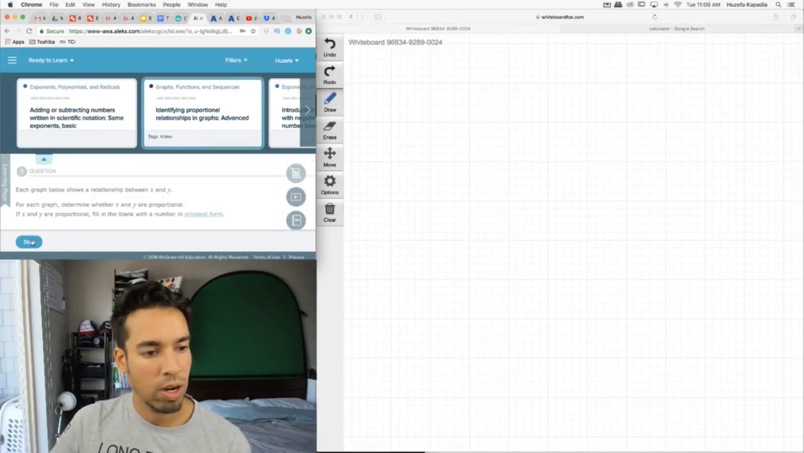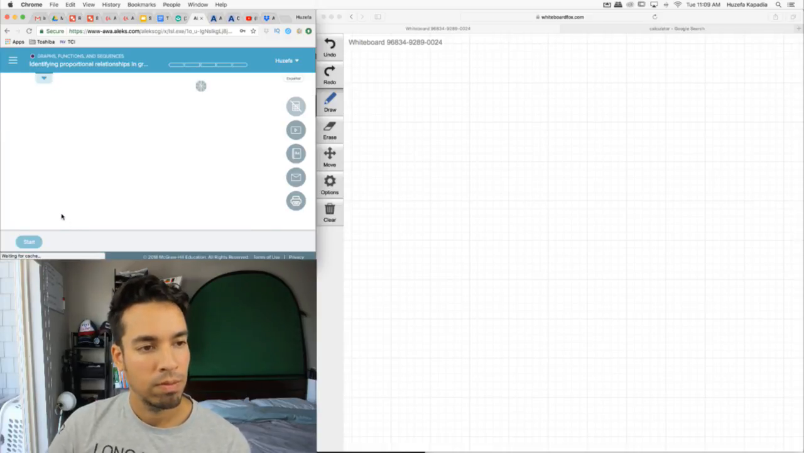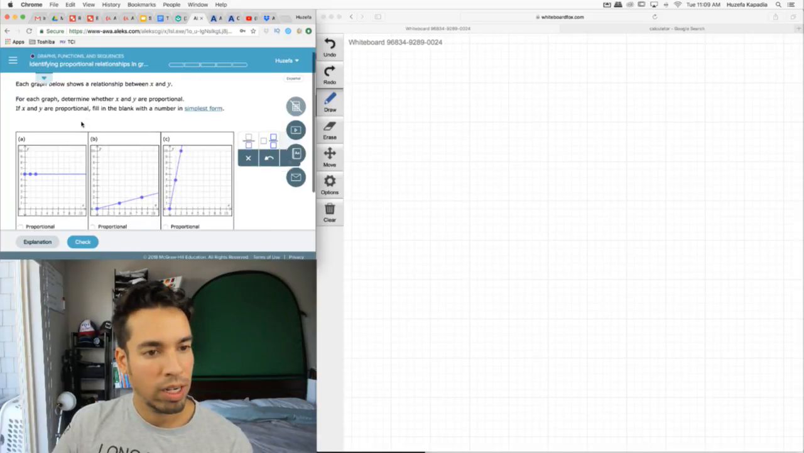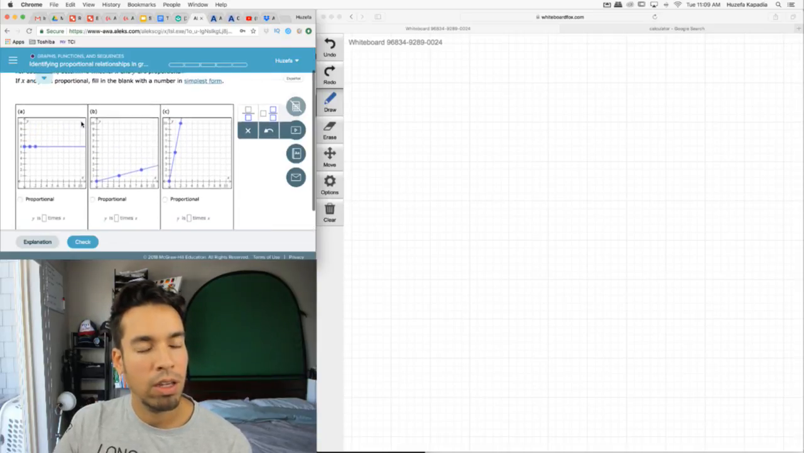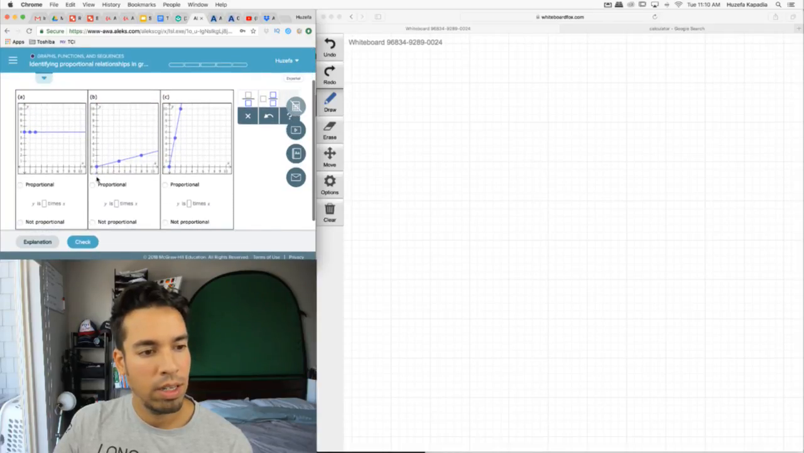Identifying proportional relationships in graphs, advanced. Each graph below shows a relationship between X and Y. For each graph, determine whether x and y are proportional. First of all, when we're talking about proportional relationships, the first thing you have to identify is, does this graph hit the origin? Does it go through 0? If it doesn't, like in this one, right off the bat, it's not proportional.